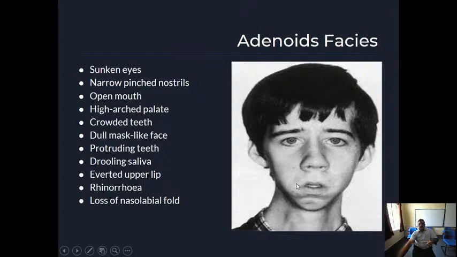Now this is how the adenoid face is. The boy looks dull, with absence of the nasolabial folds and a long drawn face. The mouth is open, and if you look inside you have crowded teeth, and because of the open mouth there is drooling of saliva, and of course anteriorly they may have rhinorrhea from the nose, and these are the features which are called the adenoid facies. This is sometimes asked as a short note. So this you should remember.